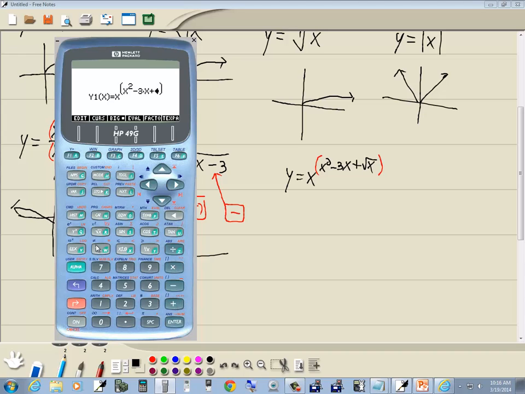Plus square root of x. So I'm going to do my square root button, and then I'll do my X key. I press my right arrow key to get out of the square root. I do my right arrow key there, and it gets me out of the negative or minus 3x plus square root of x. Another right arrow key gets me out of the x squared minus 3x plus square root of x. Another one gets me out of the exponent.